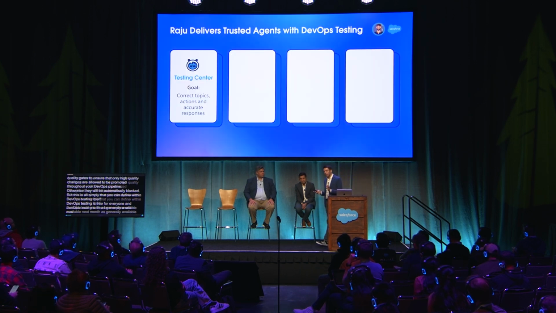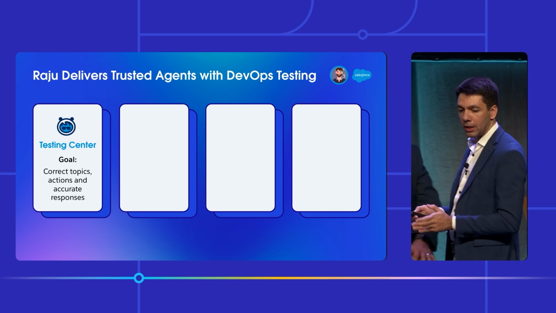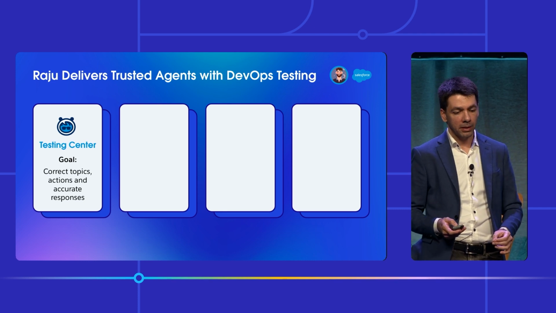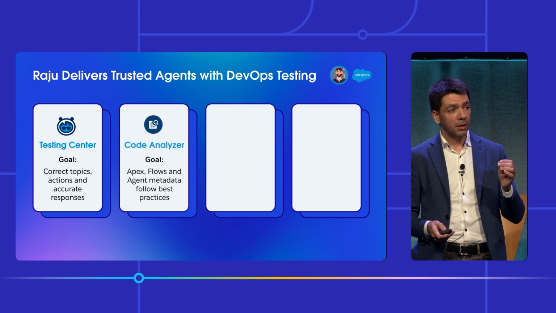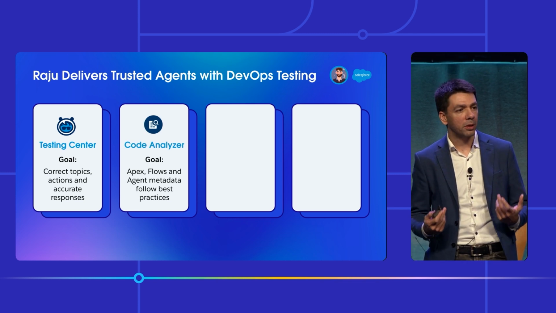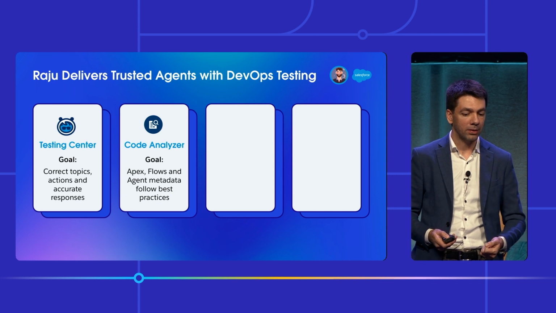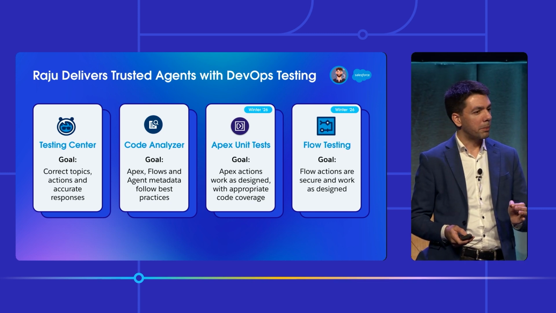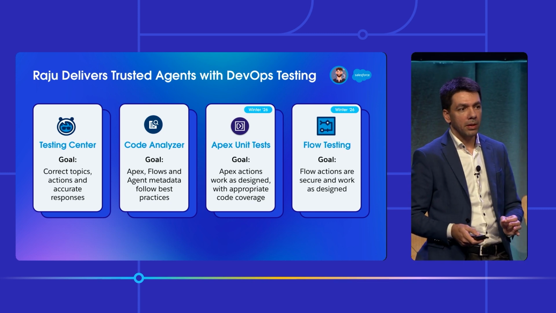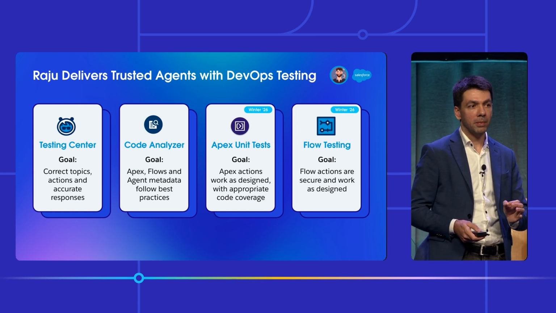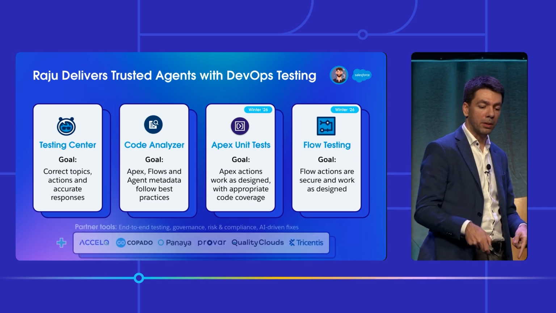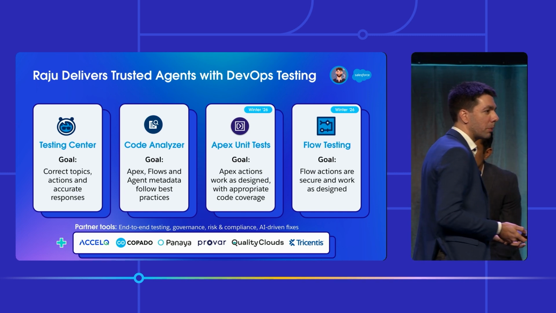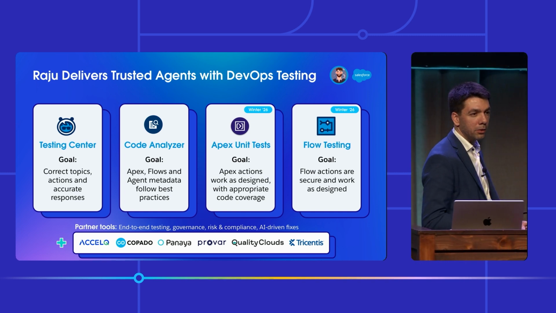Now, beyond that, Raju, with DevOps testing, can now deliver trusted agents, right? We talked about this integration with Agentforce Testing Center to ensure that agents respond accurately to user input. We talked about Code Analyzer, that Code Analyzer is able to look at agent metadata and ensure that it follows best practices as well. But later this year, towards Reinforce, we're going to add the ability for you to use Apex unit tests and flow testing to ensure that your Apex actions and flow actions for agents also meet best practices as well. And again, our partners come on board with us to provide tools around end-to-end testing, governance, risk and compliance, and some will also provide capabilities to automatically fix issues using AI as well.